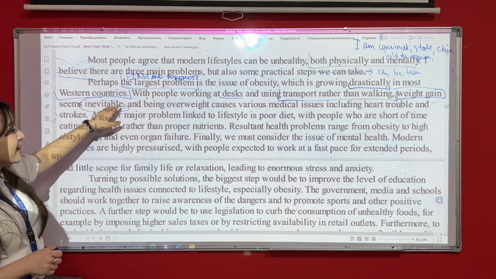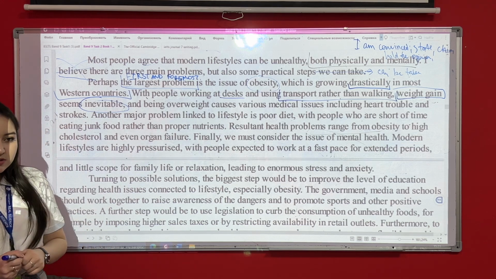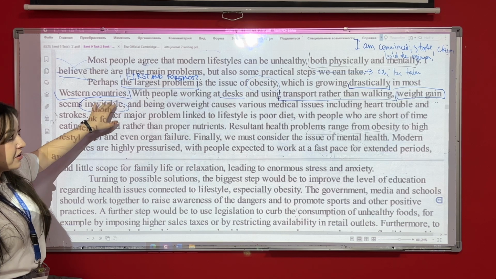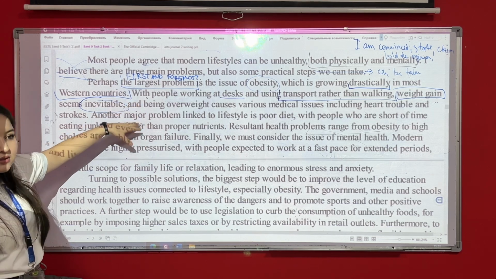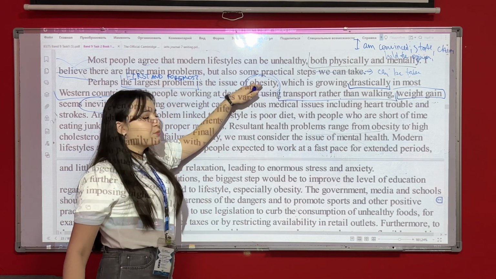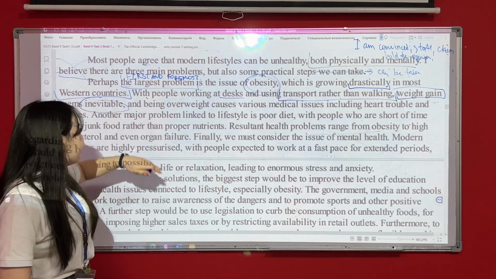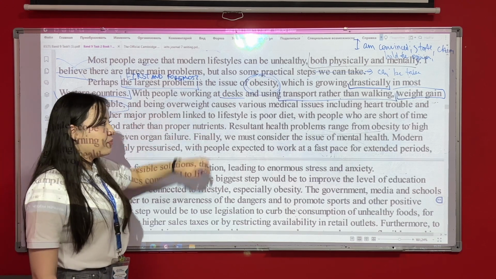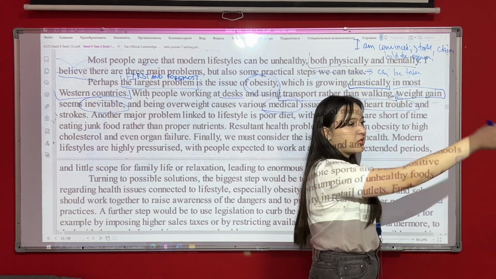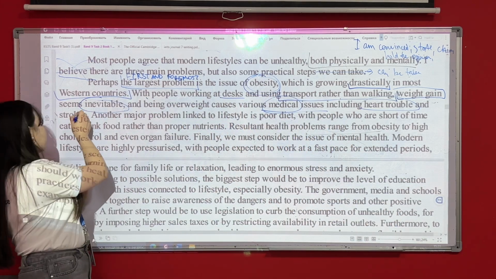So here, it seems inevitable, and being overweight causes various medical issues. So first of all, they said the reason for this problem, right? And this problem is leading to other, further problems as well, right? And being overweight causes various medical issues, including heart trouble. You said cardio problems, right? Yes. Heart trouble and strokes. What do you mean strokes?